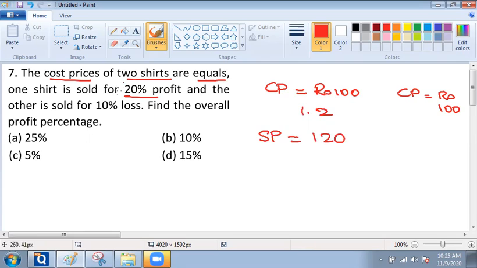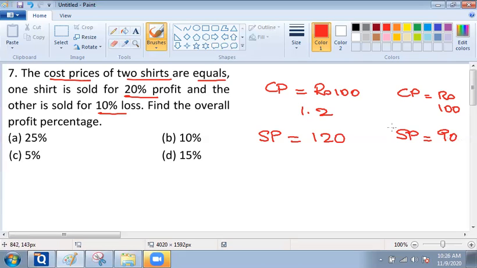Now, the other shirt is sold for 10% loss. What is the multiplication factor associated with 10% loss? That is 0.9. 10% loss means this seller could retrieve only 90% of the cost price. Here the cost price is 100. So what is 90% of 100? That is 90. So the selling price of the other shirt is rupees 90.